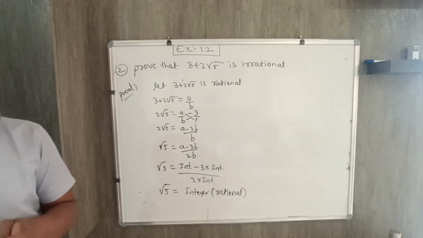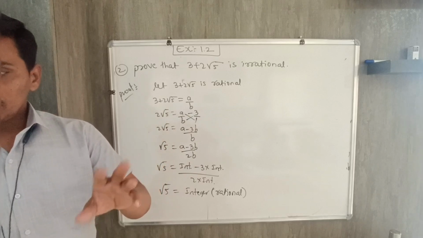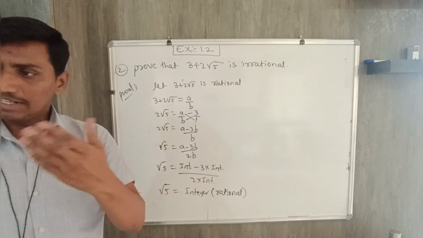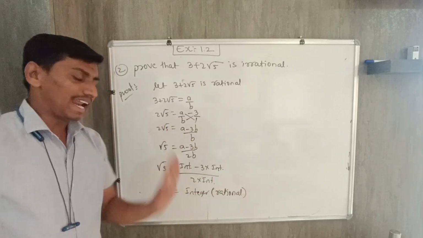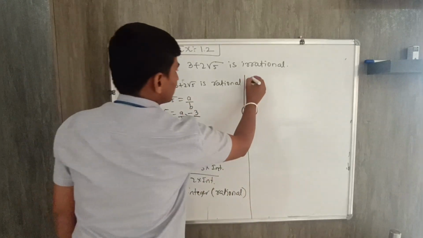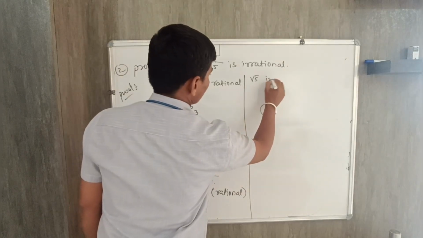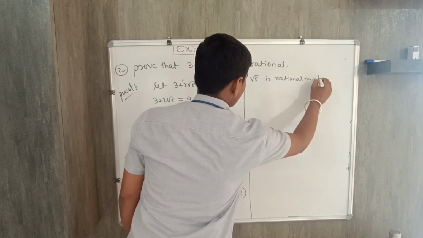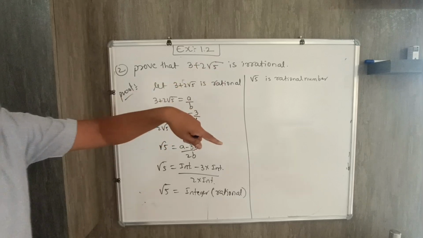Actually, 9th standard: integer into integer is rational, rational into integer is rational, rational into rational is rational, rational into irrational is irrational. Okay. See here, root 5 equals integer or rational. So you can write here, root 5 is a rational number. But it contradicts.